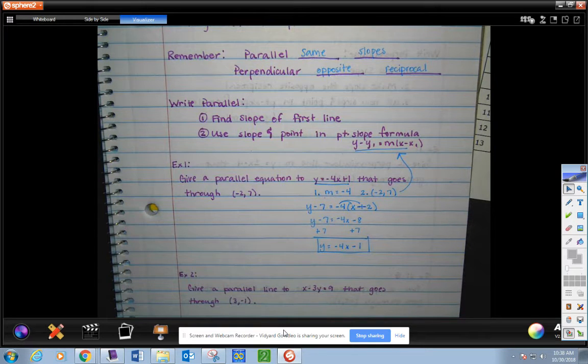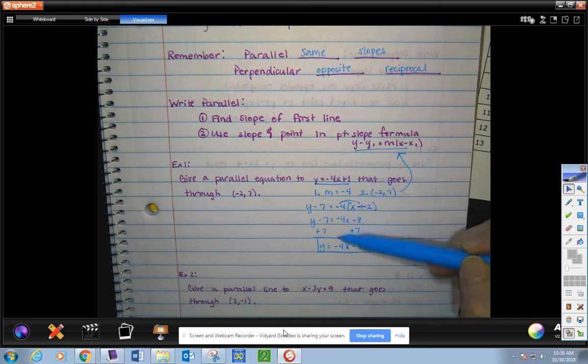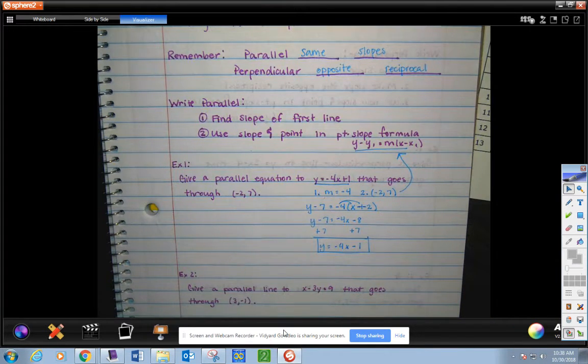Now, here's what I need you to do. I need you to check that the slopes are the exact same number, but that the y-intercepts are different. If you have the exact same y-intercept, you didn't write a different equation. You wrote the same one. So make sure that your y-intercepts are different. This one's negative 1 and that one's positive 1.